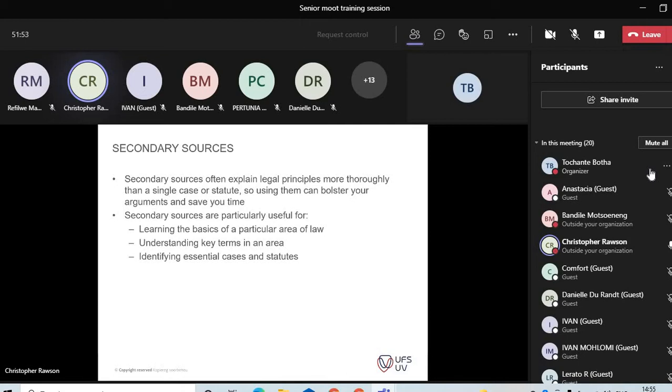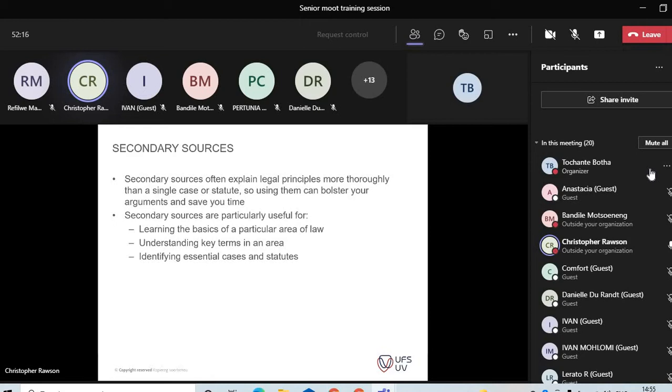So secondary sources are very useful when you're trying to learn the basics of a particular area of law, or you don't understand a specific term, like Deshante said, asylum is one of them. If you don't understand a specific term like asylum, you can use secondary sources. And it also helps you to identify essential cases and statutes. And there's a good reason for this.